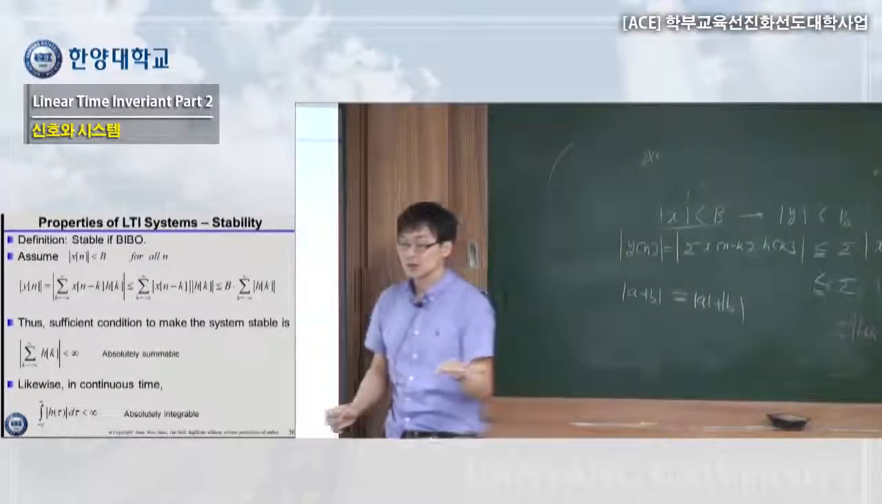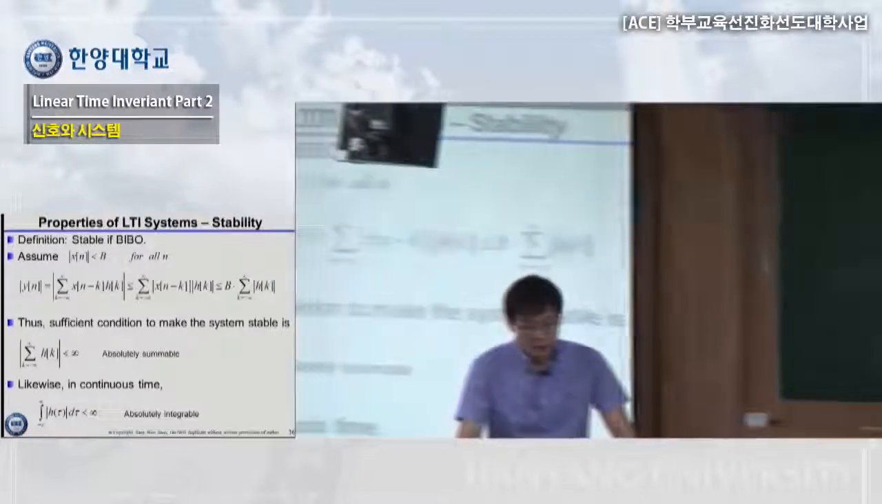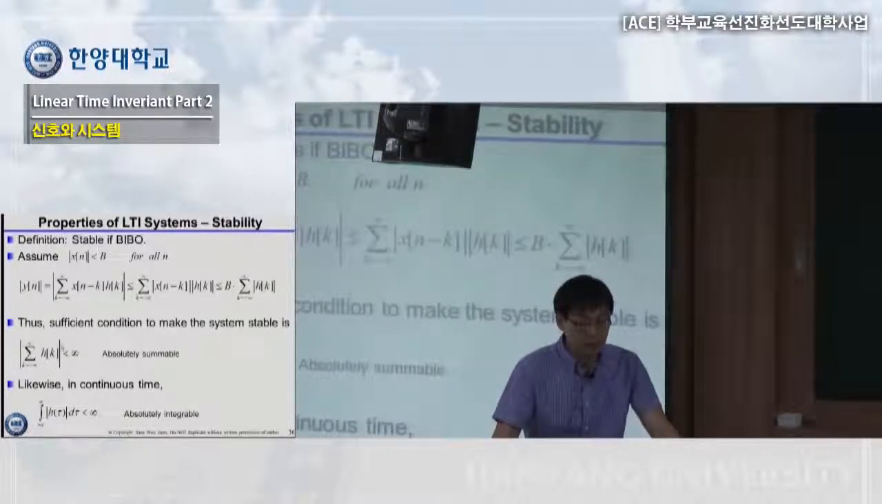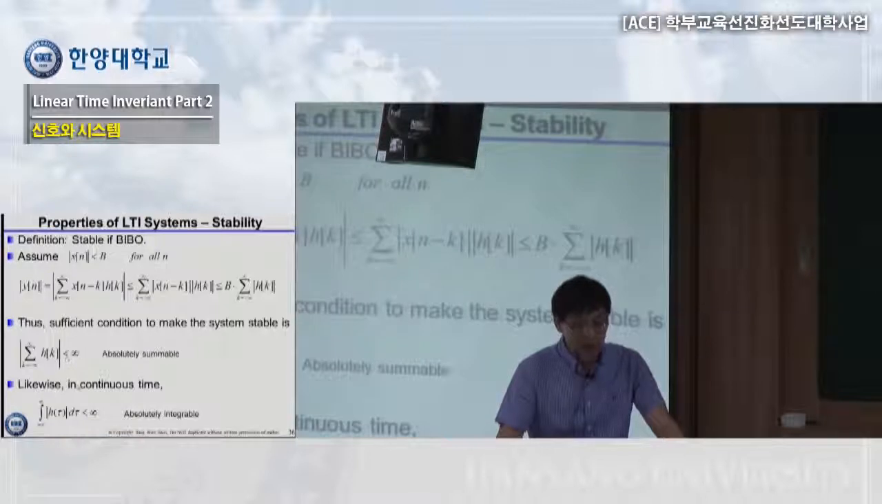So there is a sufficient condition: if this is absolutely summable, meaning that the summation of the absolute values of everything is smaller than a certain value, then this is a sufficient condition. Also in continuous time, if each of them is absolutely integrable like this, that's also stable.